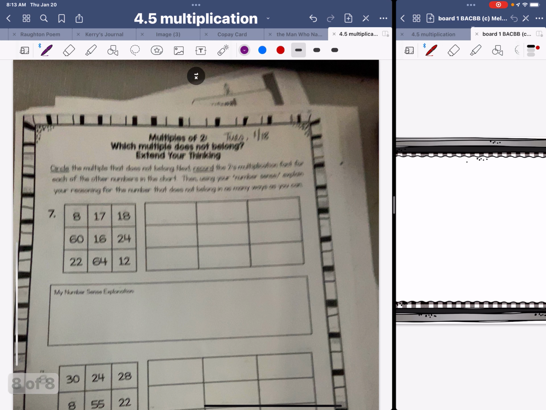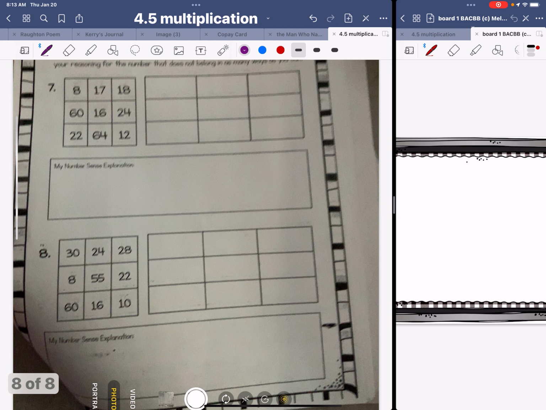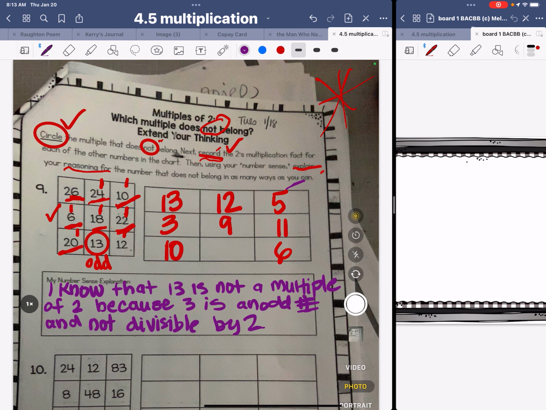And then on the next page, I know this says Tuesday the 18th. It doesn't matter if you did it Tuesday or today's Thursday or if you did it today. It doesn't matter when you do it as long as you get it done by next week, okay? So you need to do 7 and 8, and then 9 and 10.